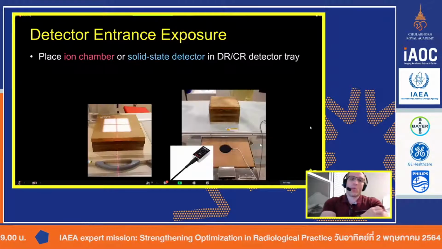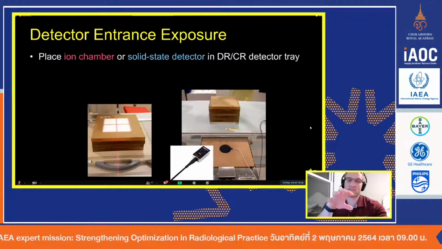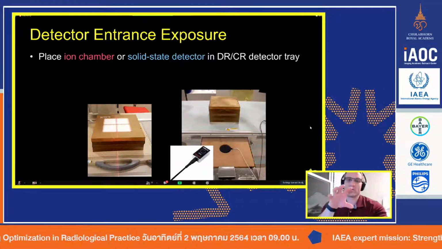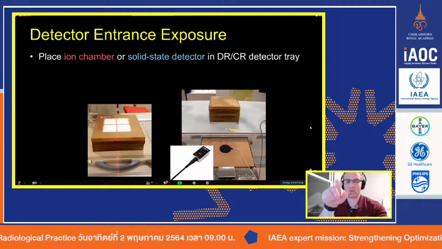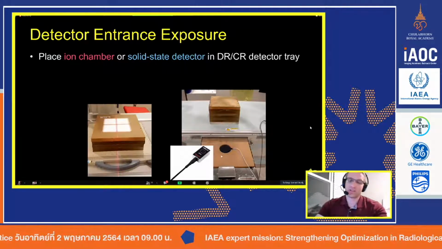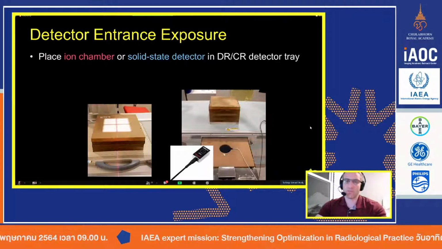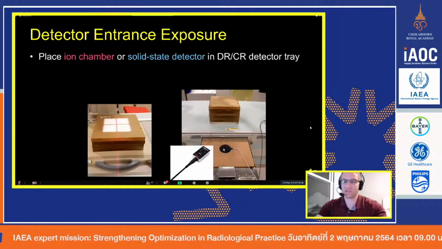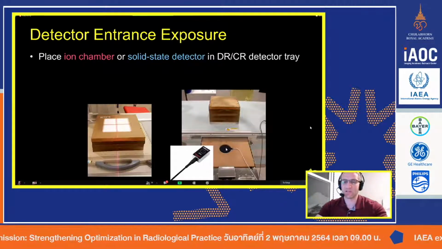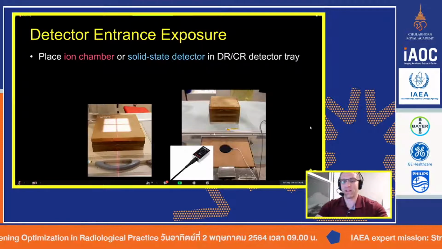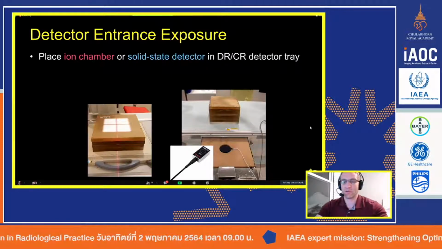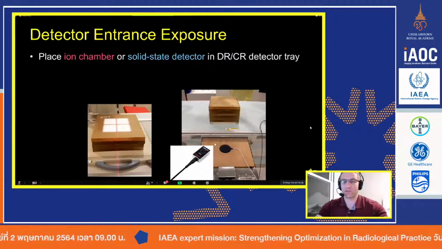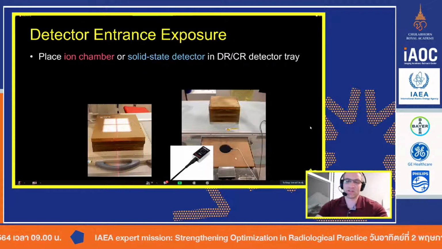So where do we place the ion chamber when we are setting up our exposure and calibrating our system? Well, obviously, if it's the detector that we're trying to measure the entrance exposure to, we need to set the ion chamber or the solid state detector at the location of the detector. So if you have a system that is a film retrofit, when you pull the Bucky out, you can place a CR plate in here, or a portable or wireless digital system like a DR plate.